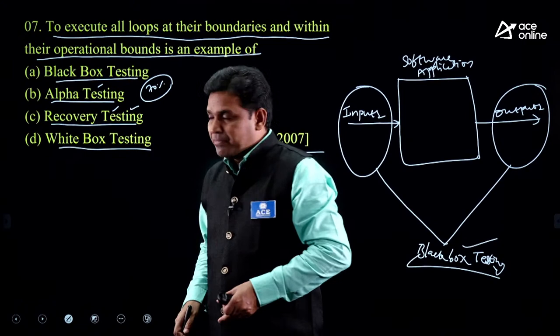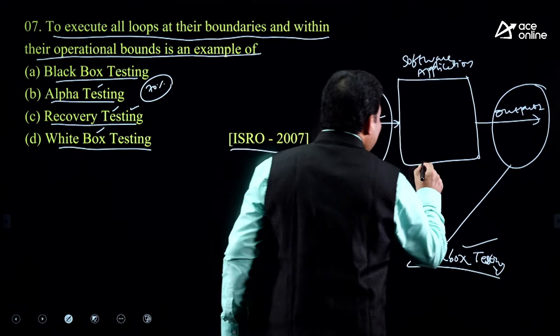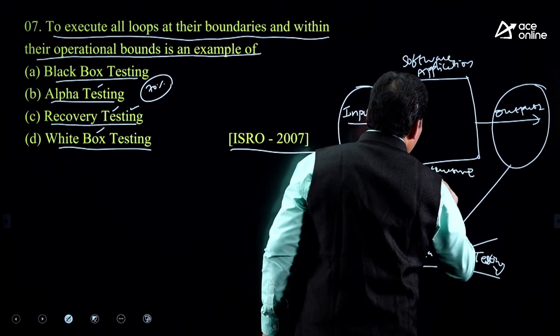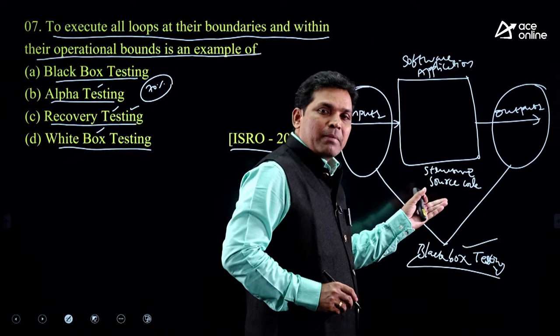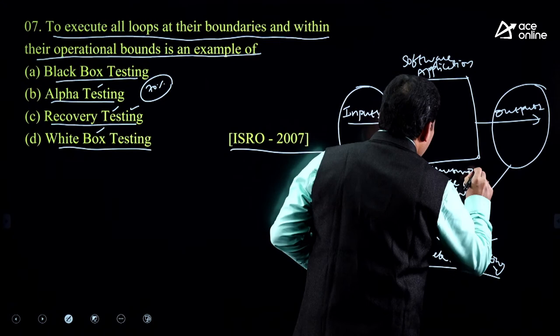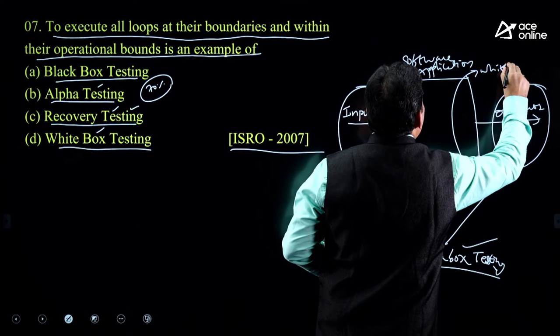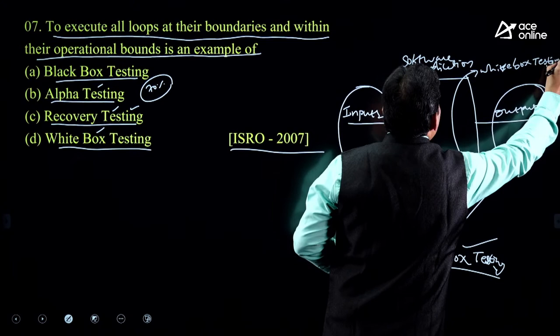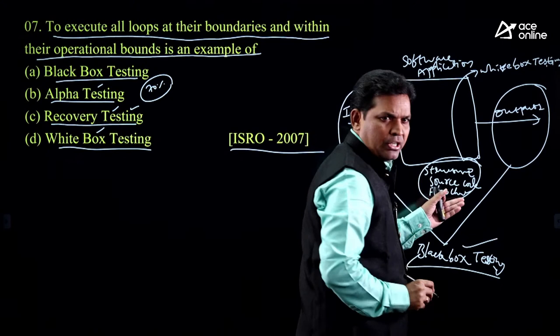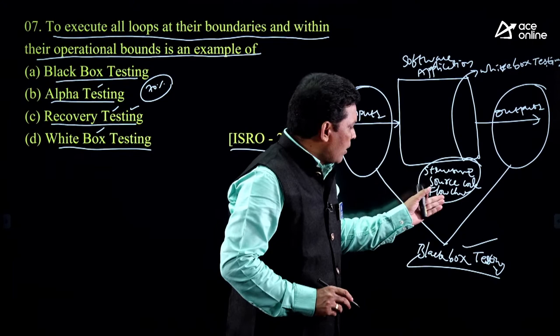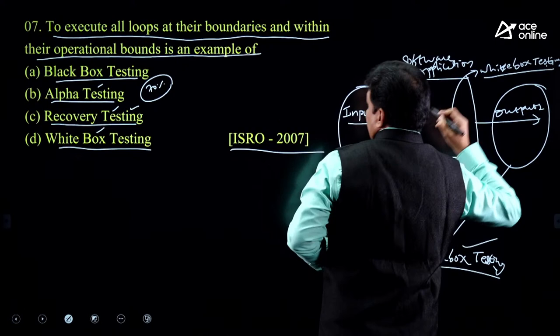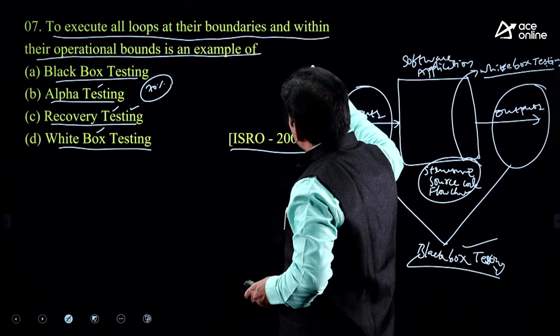Coming to white box testing. What is white box testing? Testing the structure of the application: testing the source code of the application, testing the design part of the application, testing the flowchart of the application. All these come under white box testing.